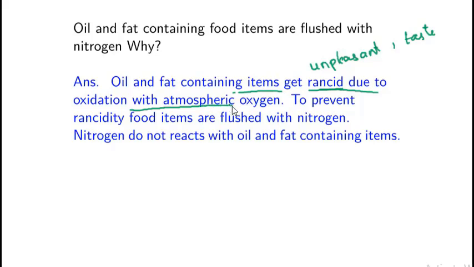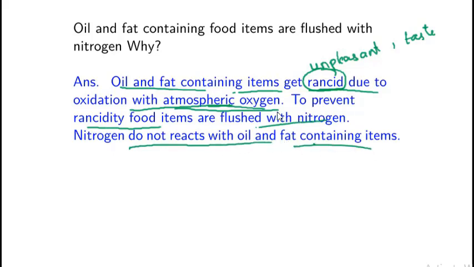When oil and fat containing items get rancid due to oxidation with atmospheric oxygen, that means the oxygen which is present in our environment mixes with these food particles, and they get what? Rancid. To prevent this rancidity, food items are flushed with nitrogen. Nitrogen does not react with oil and fat containing items.